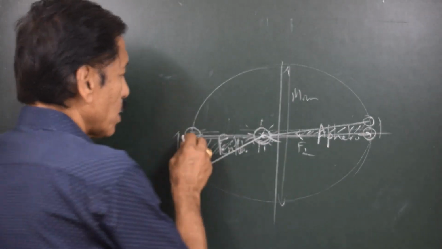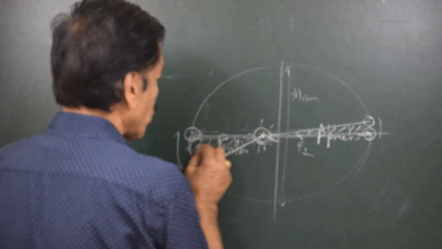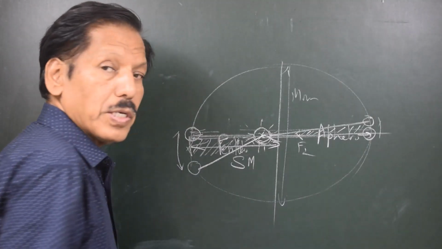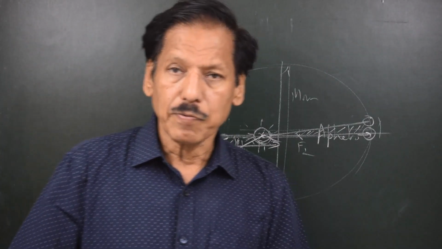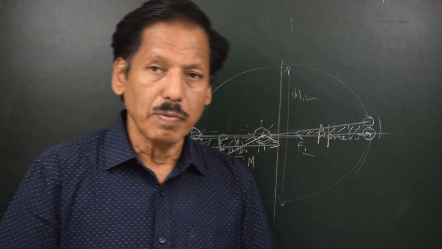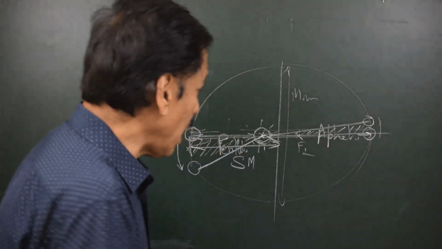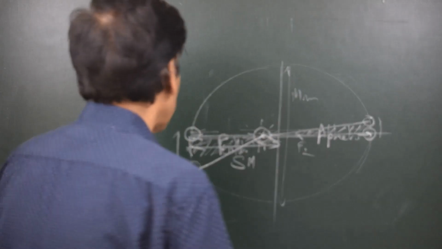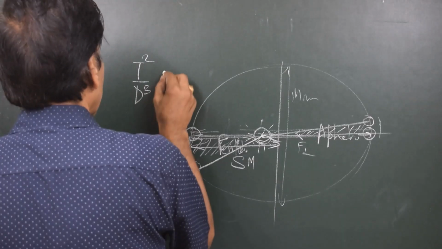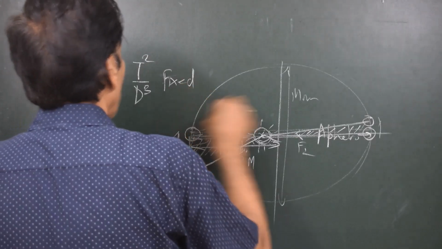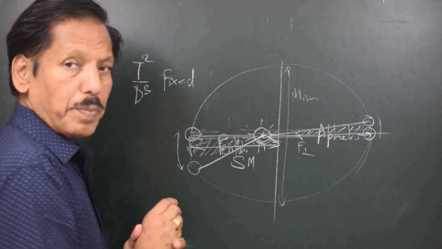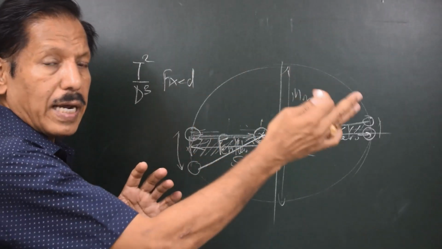As I told you, this is the major axis and this is the minor axis. So half of the major axis should be the semi-major axis. So all the planets which are there in the solar system, we can say that they have a certain semi-major axis. Now, what is the relationship? The relationship is T square upon d cube is fixed for all the planets, and T is the sidereal period. T is the sidereal period means with the star as a reference.